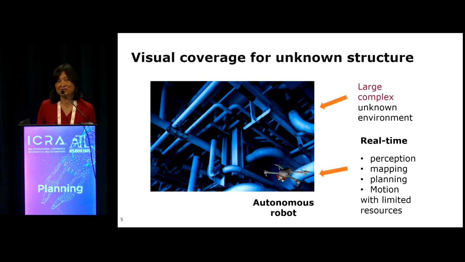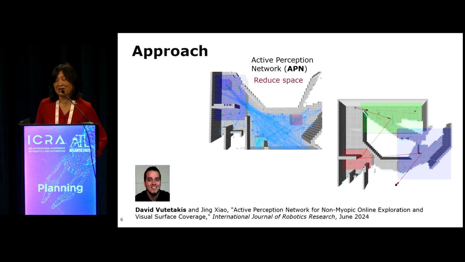And let's consider this problem of visual coverage of an unknown structure like a nuclear facility that is hazardous for people to enter, and we need an autonomous robot to map, to have a complete visual coverage of this, get images so we can do 3D reconstruction to facilitate later inspection tasks. And this is a very large and complex environment, and we need a robot with limited resources to do all kinds of things: perception, mapping, planning, motion execution. And what can be the approach?